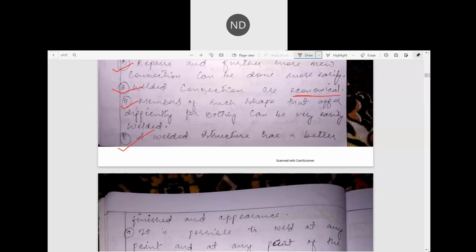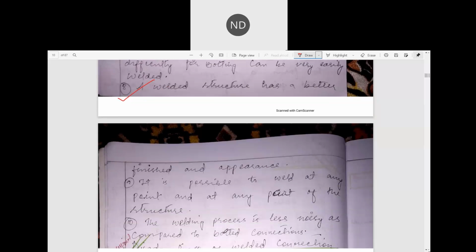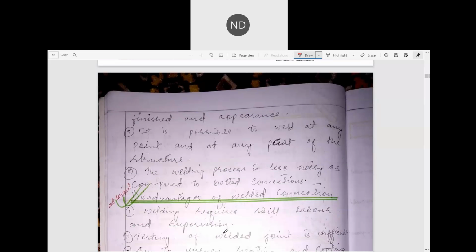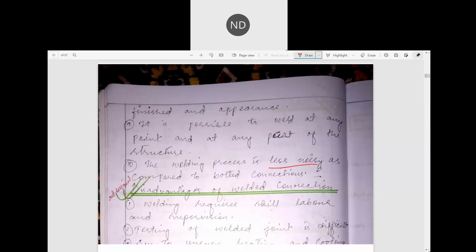A welded structure has a better finish and appearance. Obviously, it is possible to weld at any point at any part of the structure. Yes, the welding process is less noisy, because in bolting and riveting sometimes you need hammering or you need to make holes, and then after making the hole you can use the bolts. As compared to them, welded connections are less noisy.